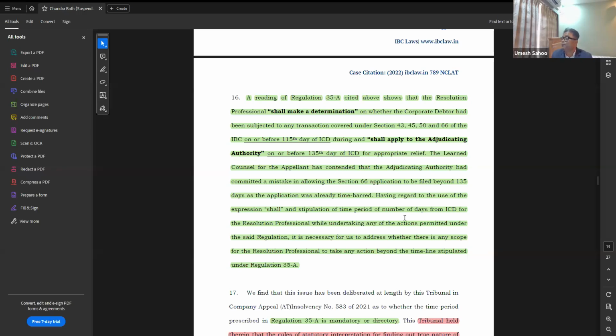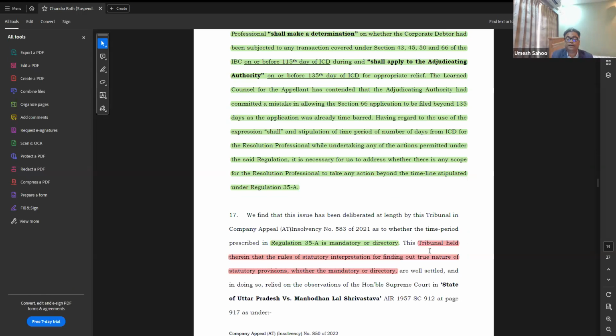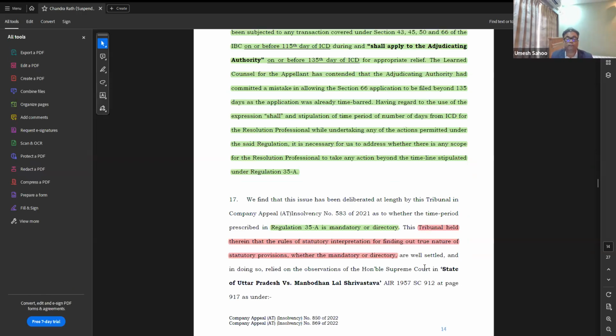So, sir, we all have the concept that shall is a very strict word in legal language. This phrase means bound to do. This is mandatory. But here, the Honorable Tribunal held that the rules of statutory interpretation are used for finding out the true nature of a statutory provision, whether mandatory or directory. It's very important, sir.